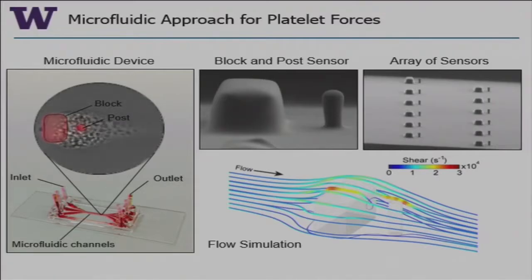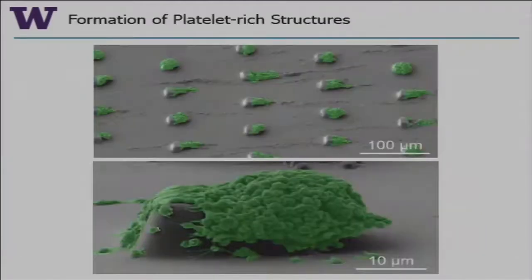And you can actually watch that consolidation, that contraction process over time as it causes this micropost to bend. And what's happening is the platelets traveling across this block and post are experiencing a high fluid shear that's activating them. So if you look at these structures, we have these aggregates forming on the blocks and posts. We do get some bound to the walls or bottom of the channel, but these are large masses of platelets engulfing those blocks and posts.